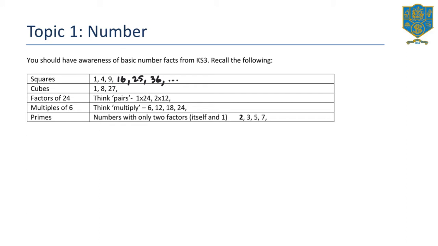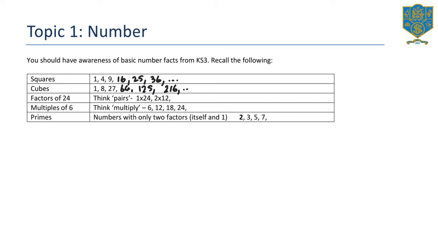So 1 times 1 times 1 is 1. 2 times 2 times 2 is 8. 3 times 3 times 3 is 27. 4 cubed is going to be 64. 5 cubed, 125. 6 cubed, 216, and so on.